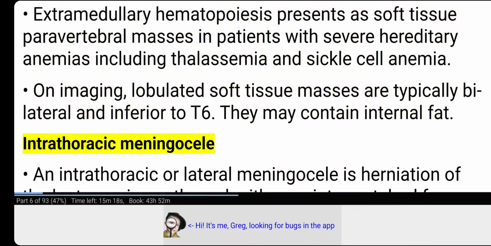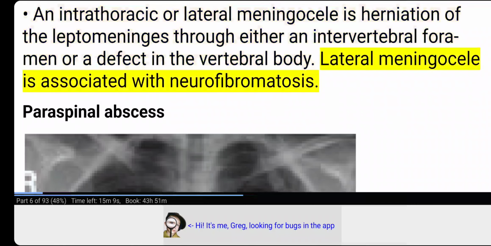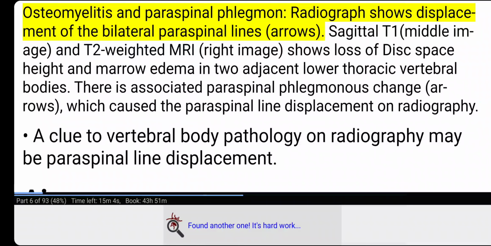Intrathoracic meningocele. An intrathoracic or lateral meningocele is herniation of the leptomeninges through either an intervertebral foramen or a defect in the vertebral body. Lateral meningocele is associated with neurofibromatosis. Paraspinal abscess. Osteomyelitis and paraspinal phlegmon.